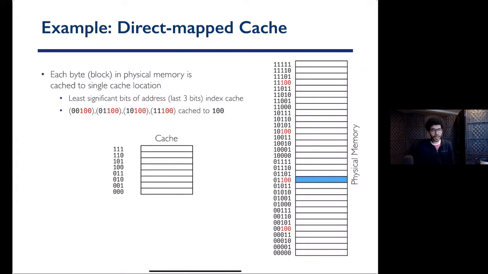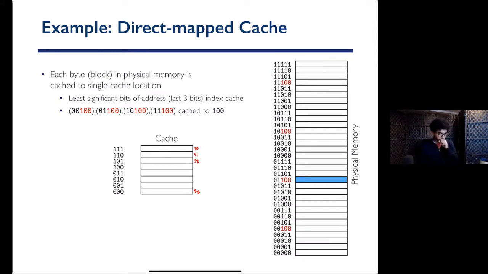Let's look at direct map cache. As I said, with a direct map cache, every single block is a set. So in this example, because each block is 1 byte, we have 8 sets: set 0, set 1, set 2, all the way to set 7. So each block is a set.